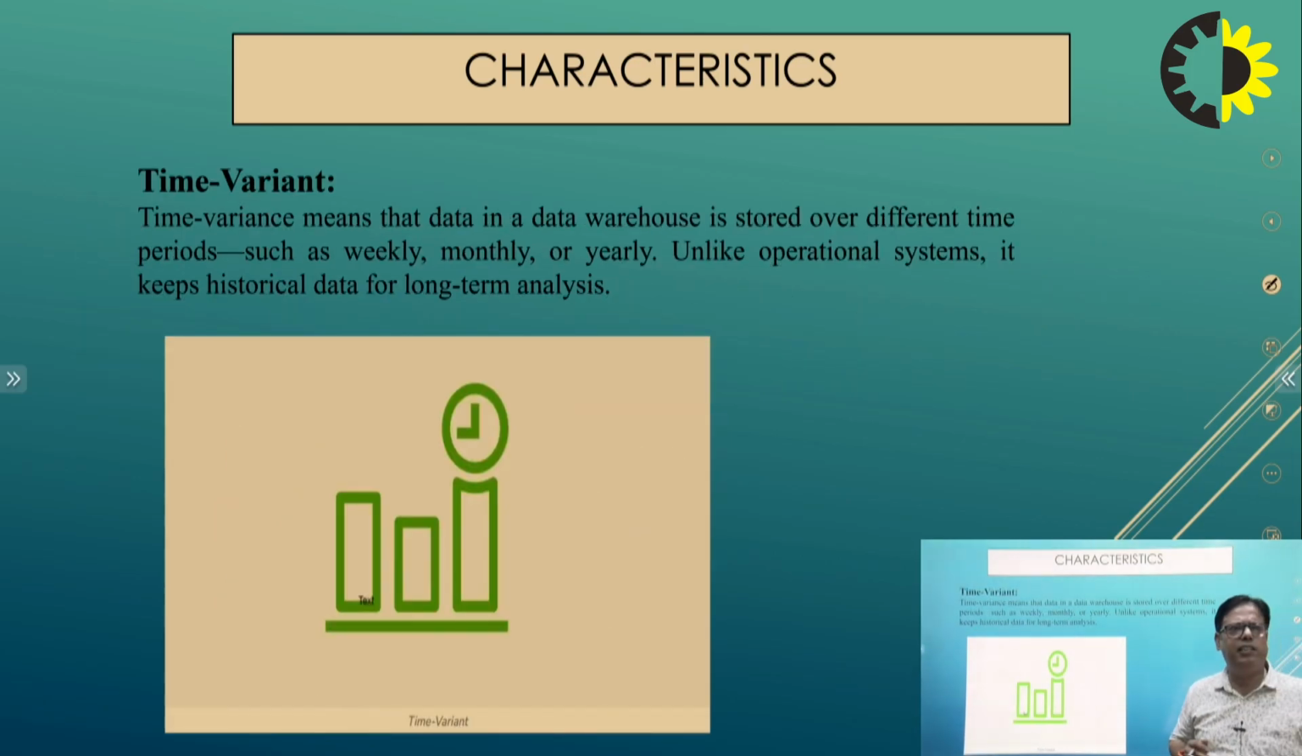Now, the next characteristic is time variant. We know that a data warehouse is a collection of large-scale historical data. So a data warehouse can easily analyze the past 10 years or 5 years of data, not day-by-day operational data. Time variance means the data in the data warehouse is stored over different time periods, such as weekly, monthly and yearly. Unlike an operational system, it keeps historical data for long-term analysis. This is the next characteristic of a data warehouse.